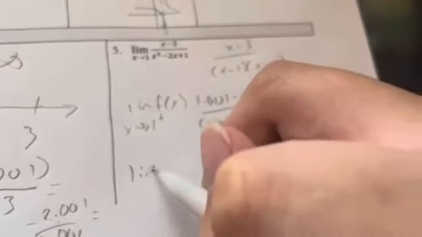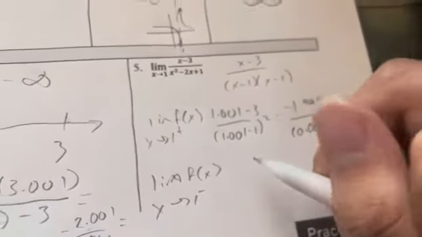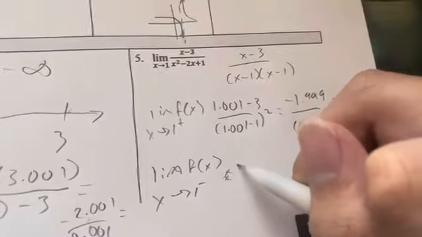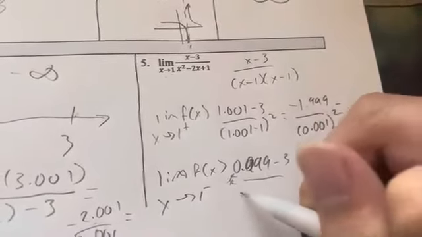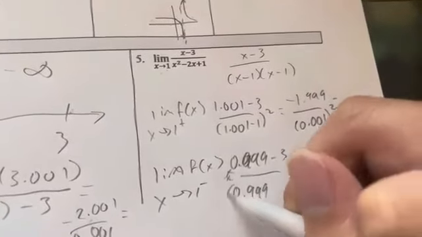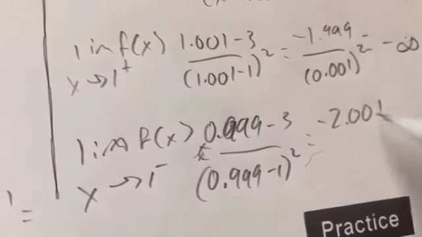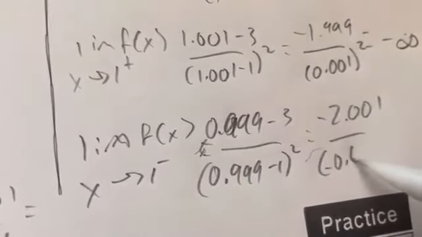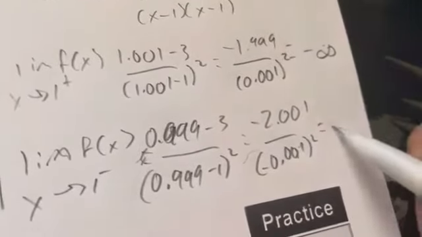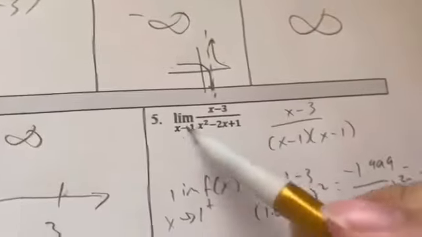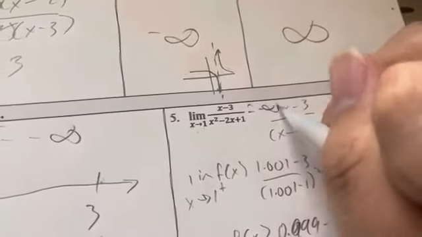Now to check it from the left side, limit f of x as x approaches 1 from the left, we're going to go with 0.999 minus 3 over 0.999 minus 1 squared. This is negative 2.001 over negative 0.001 squared. The denominator is going to become positive since it's squared. So we also know that this is negative infinity, and since both sides match, we know that the limit right here equals negative infinity.